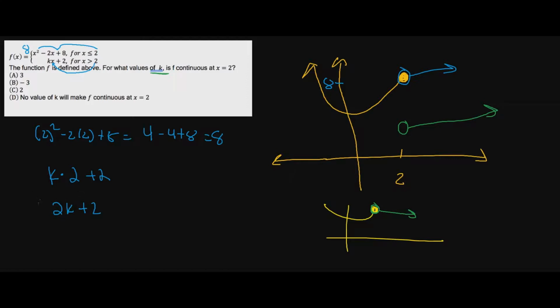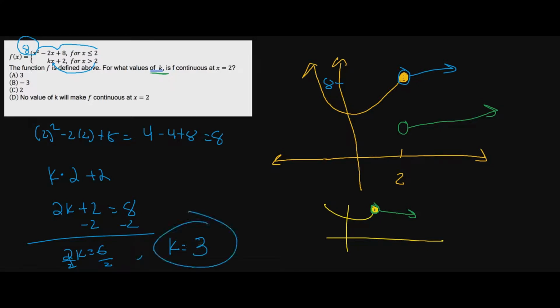And what do we want this whole thing to equal? Well, we want it to equal 8. We want the y value to be 8. We want the y values to be the same. So let's set it equal to 8 and just solve. Subtract 2 from both sides. You get 2k is equal to 6. Divide by 2, and you get k is equal to 3. And there it is.